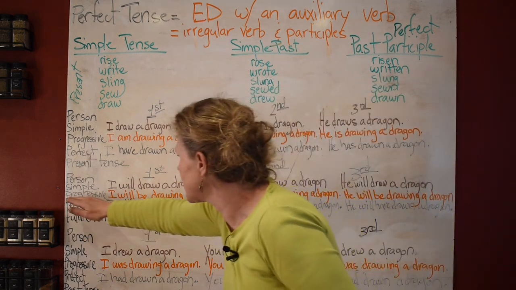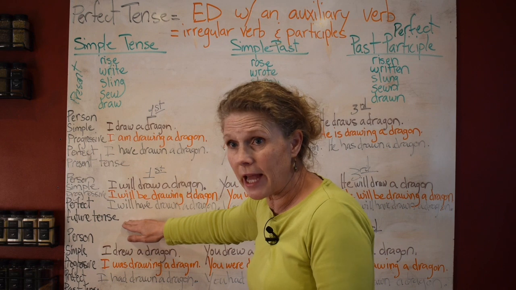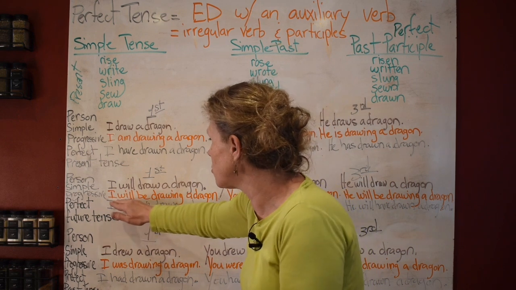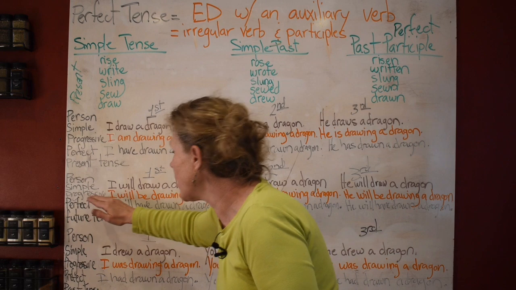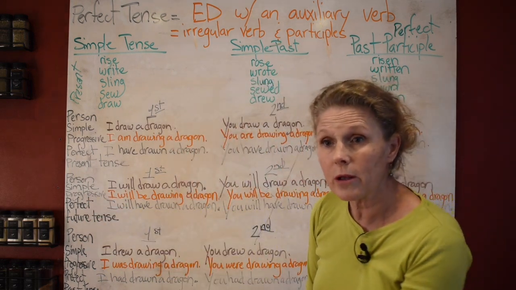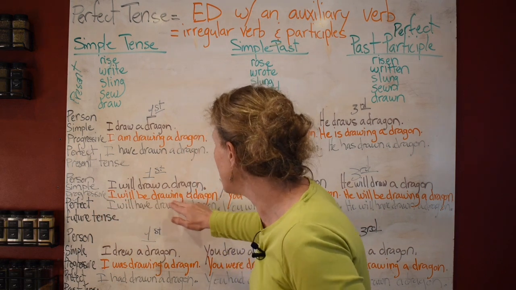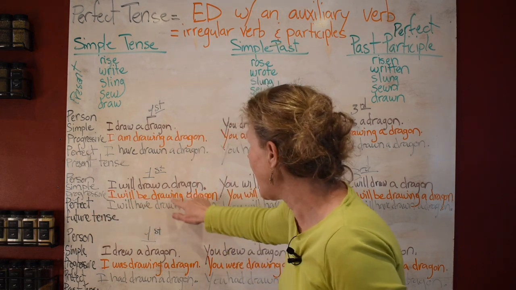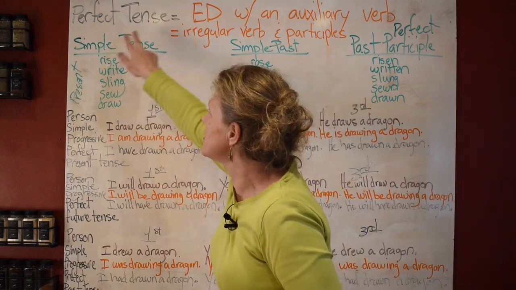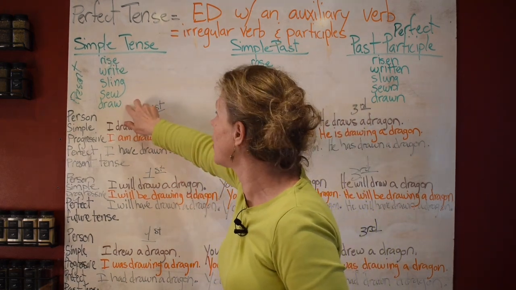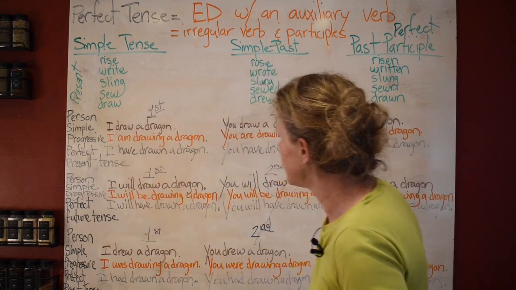So now let's look at the progressive. You're in the future tense, so you know you're going to be using the word will. If it's in progressive, you have to use will be. I will be drawing, with your ing. That comes into the simple tense, adding on your ing.